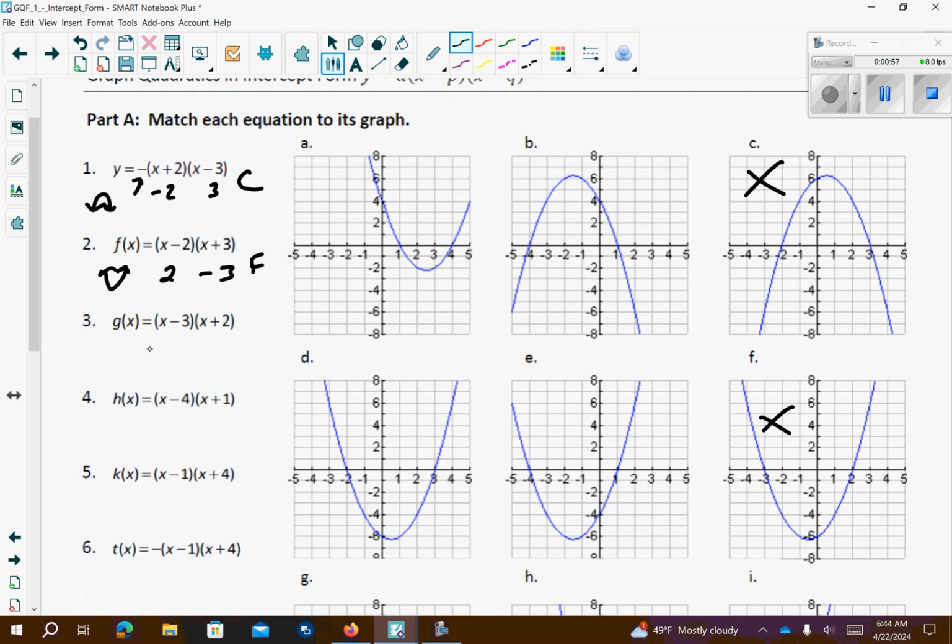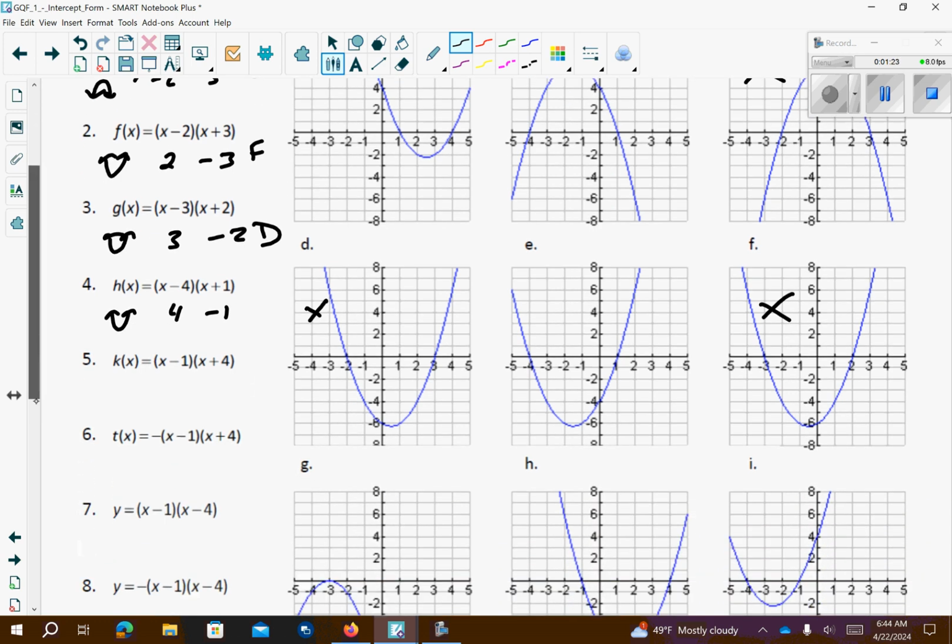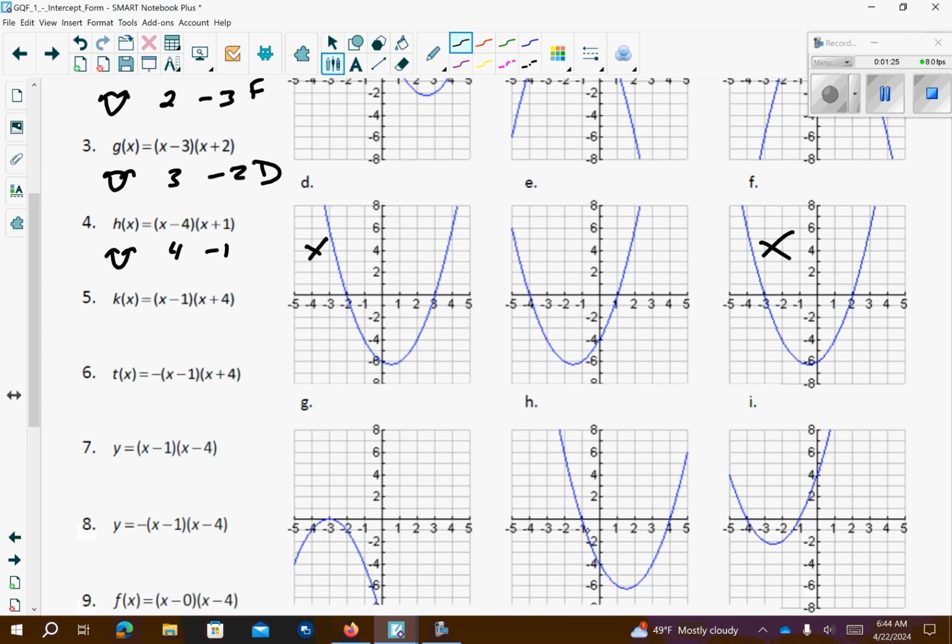All right, this one will open up because there's no negative out front, and it's going to cross at 3 and -2. So we're looking for 3 and -2, which is this one. So this answer will be D. This one will open up because there's no negative out front. It's going to cross at 4 and -1. So I think we have to find it. 4 and -1. There it is. Letter H.